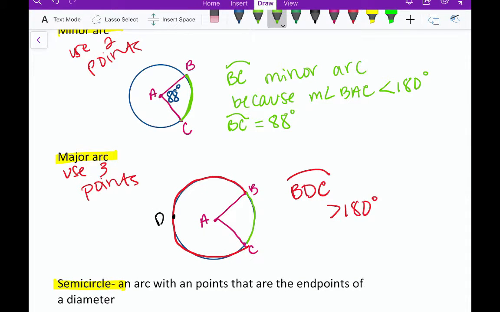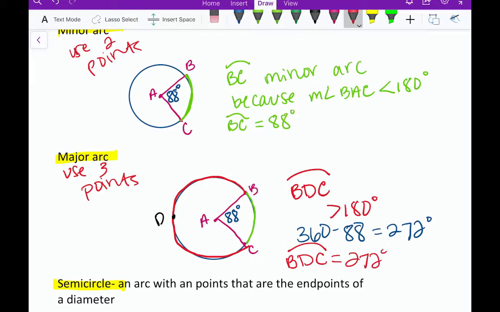So what is the measure of arc BDC, the major arc? Well, if we assume that this is, again, the same measure of the central angle, 88 degrees, the way that we find the major arc, arc BDC, is that we would subtract 88 from 360. Why? Because the sum of the degrees in a circle is 360 degrees. So 360 minus 88 is 272 degrees. So arc BDC is equal to 272 degrees.